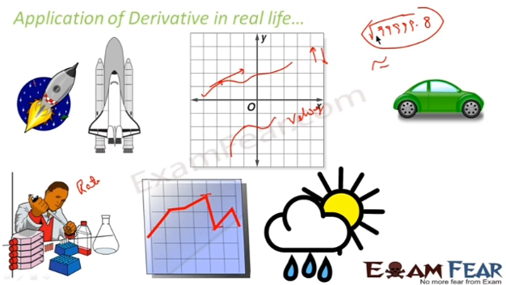So maxima and minima use it, rate of change uses it, and to find the slope we use it, and to find approximate values we use it. Also, if you have, let's suppose, this curve and you want to find the tangent and the equation of the normal, all these things we can do using derivatives. So we'll explain all these things one by one.